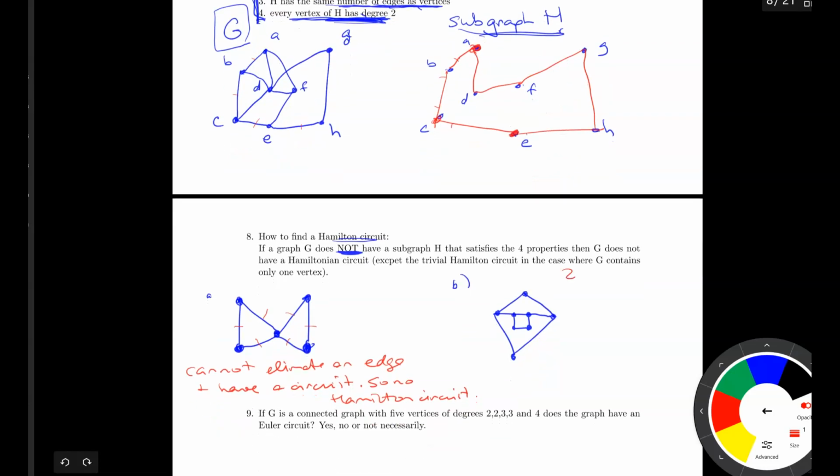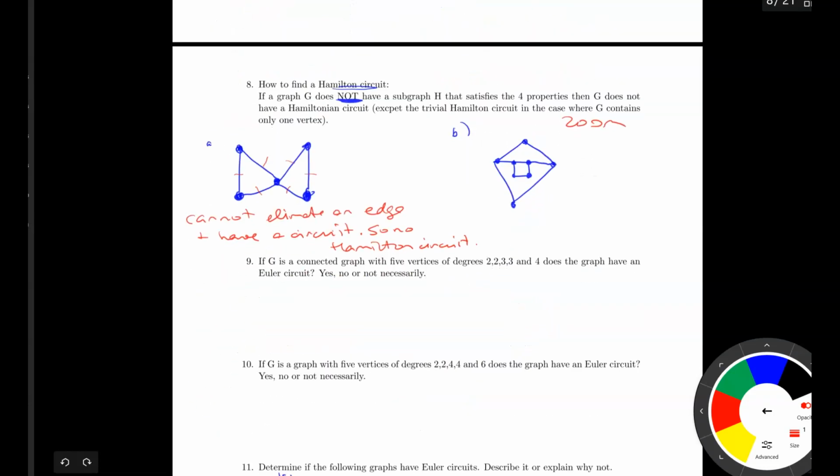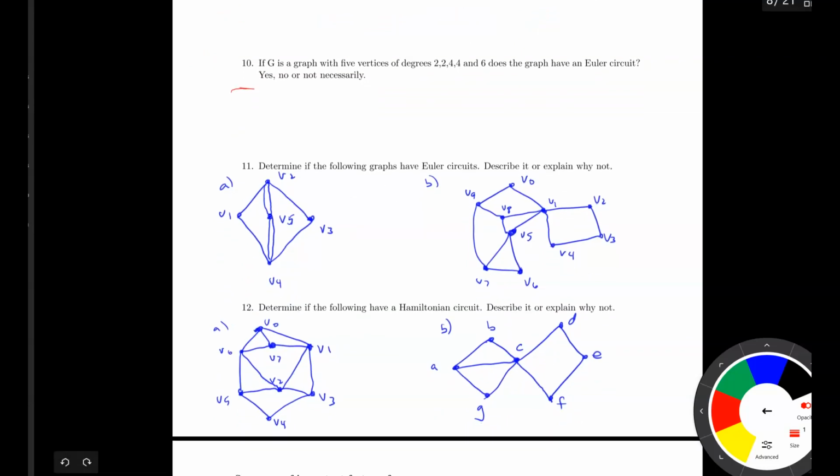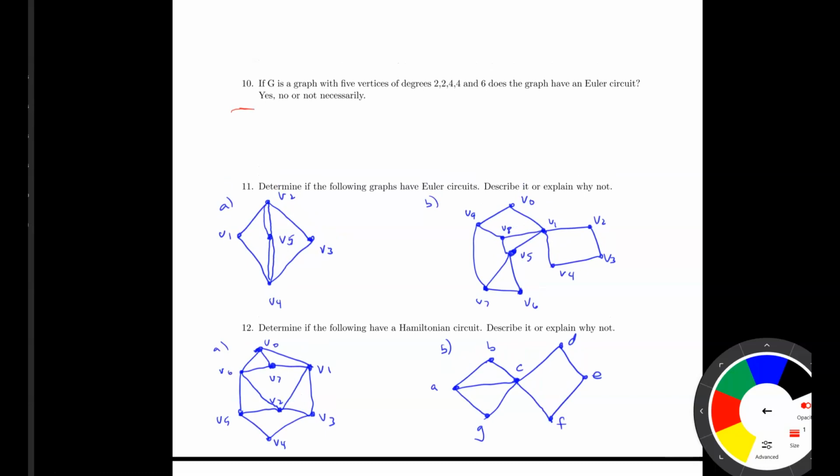Okay, so I'm going to have you do this one, and this one, and this one, all of these. I'm going to have you do all of these. So I'll let you look at those pictures, and I think that's it. Yes, that's all, and then I just have a summary of facts down below.